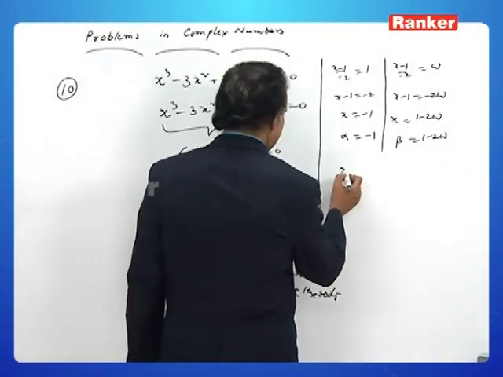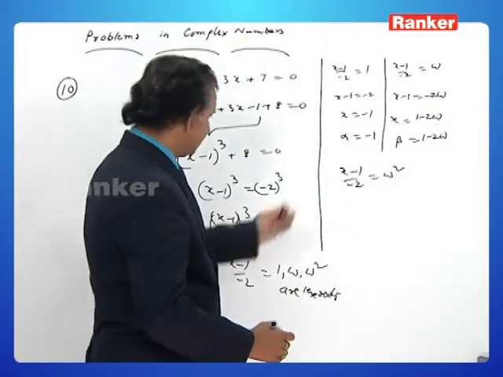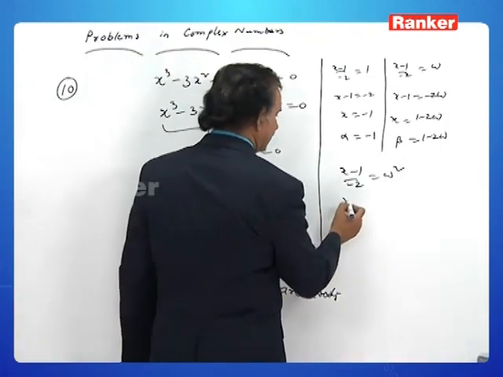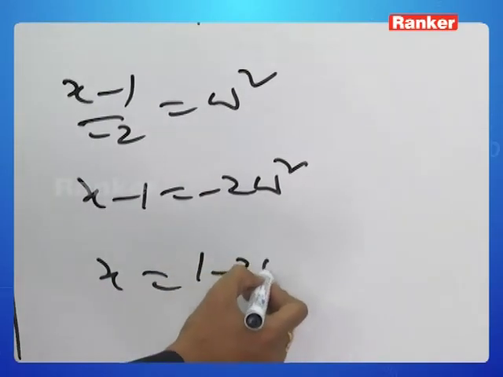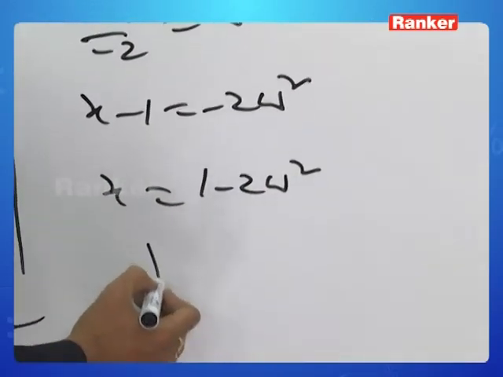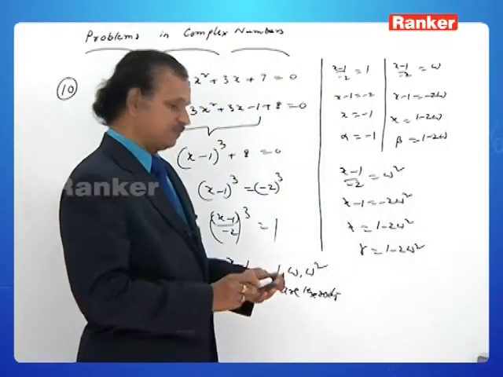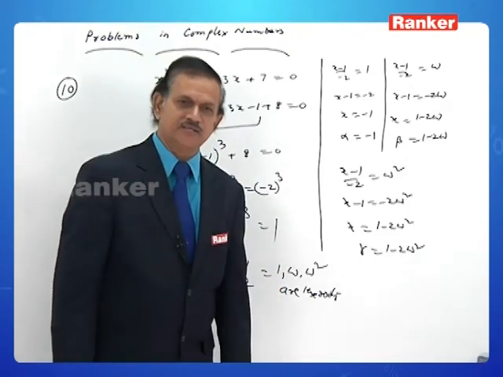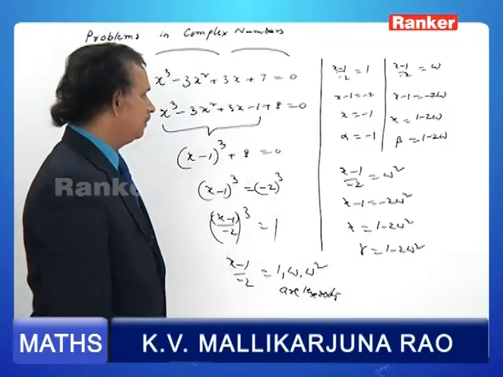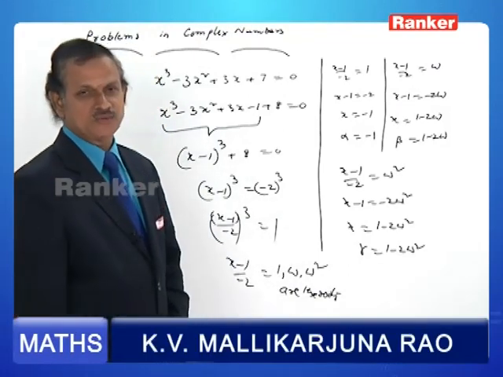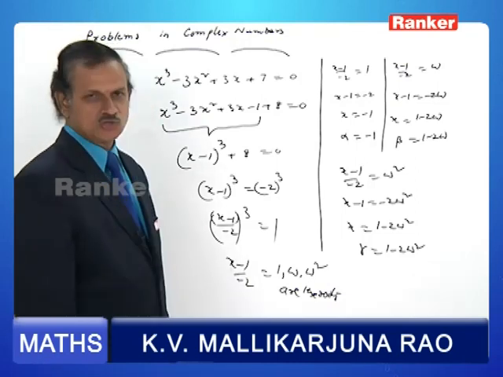And the last possibility, x minus 1 by minus 2 is equal to omega square. Therefore, x minus 1 is equal to minus 2 omega square, x is equal to 1 minus 2 omega square. Let me write it as some gamma. Successful. We are able to write alpha, beta and gamma in terms of omegas. Alpha is minus 1, beta is 1 minus 2 omega and gamma is 1 minus 2 omega square. We have got all the three values corresponding to alpha, beta and gamma.